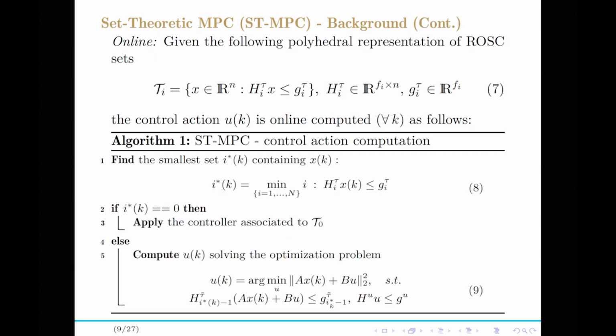Then we have the online phase. In the online phase, first of all, we should find the smallest index to which the state of the system belongs. Then based on this index, we can take different actions. If the index is 0, which means we are in the terminal region, we can apply the designed state feedback controller. Otherwise, we should solve this optimization problem in equation number 9, which is the standard MPC optimization problem. But here, the prediction horizon is equal to 1.